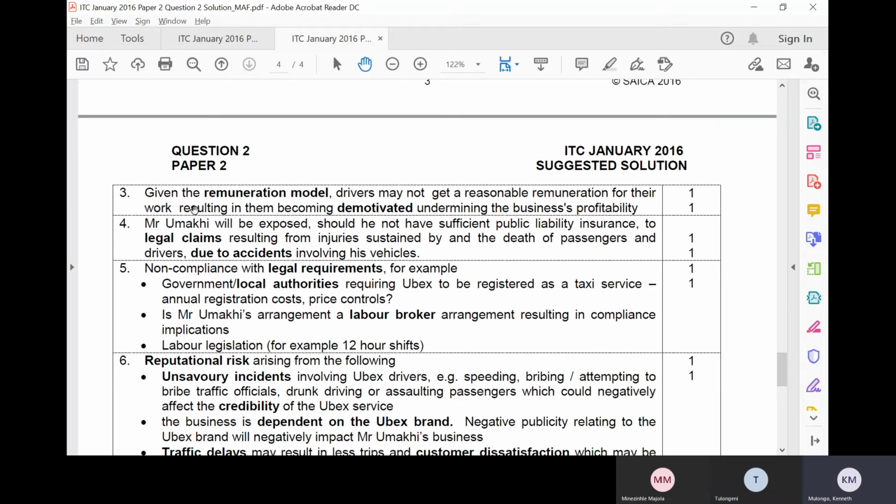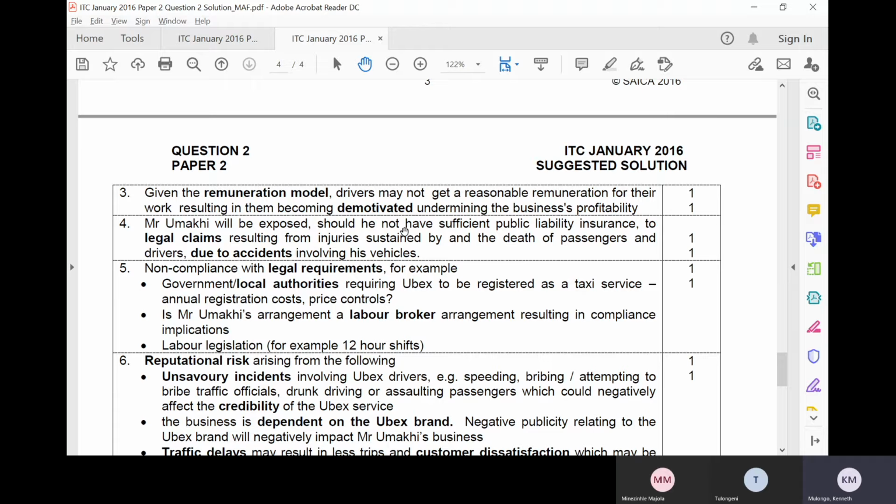Okay, number three, given the remuneration model, drivers may not get a reasonable remuneration for their work, resulting in them becoming demotivated, undermining the business's profitability. So this is a remuneration model issue as a risk, right?